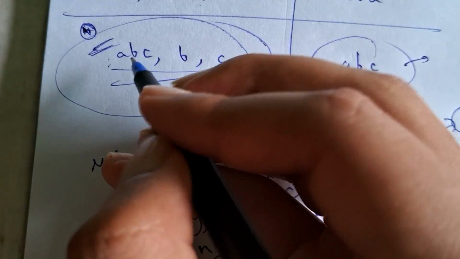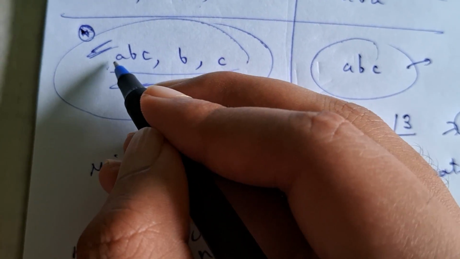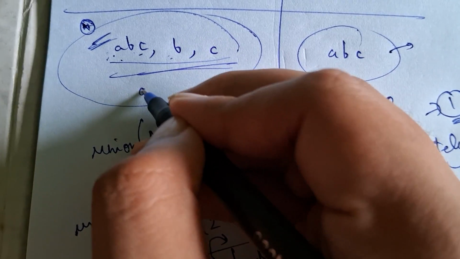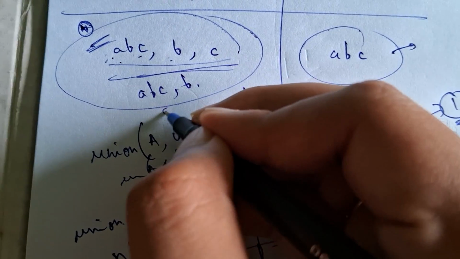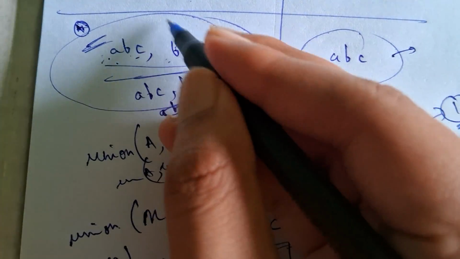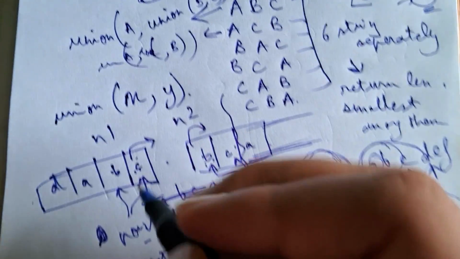Now there is an exceptional case, that is this case, as I have mentioned. For this case, what is the union of ABC and B? It should be ABCB, right? But it is ABC because B is already contained in the string. So what is the special case for this union thing?